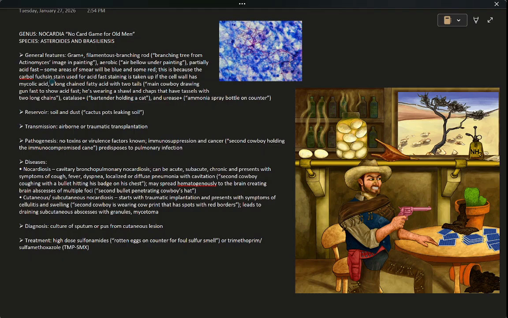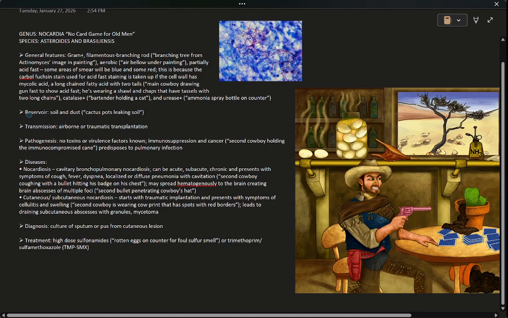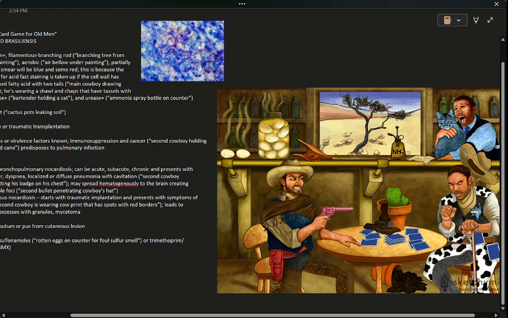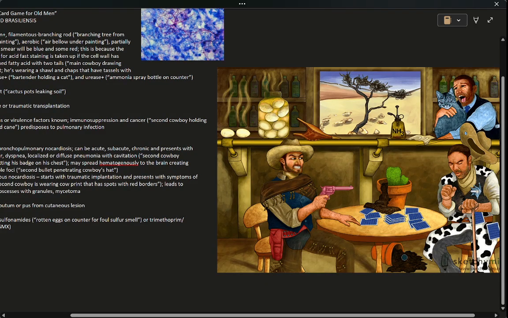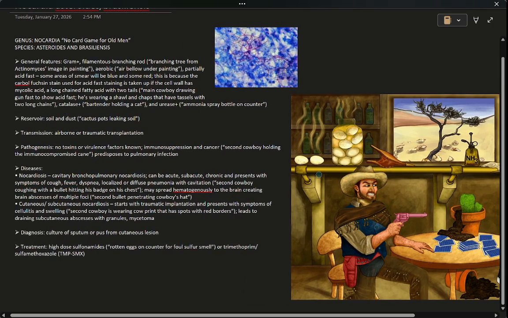And remember that carbolfuchsin staining is used. And that some of these bacteria can have mycolic acid in the cell walls. So with that being said, the main reservoirs for this bacteria include the soil and the dust. So think about the cactus pods that are leaking soil. So here's a cactus pod. It is leaking some soil. Same thing over here at the bottom. And that is supposed to remind you that this bacteria can be found in the soil and in the dust.